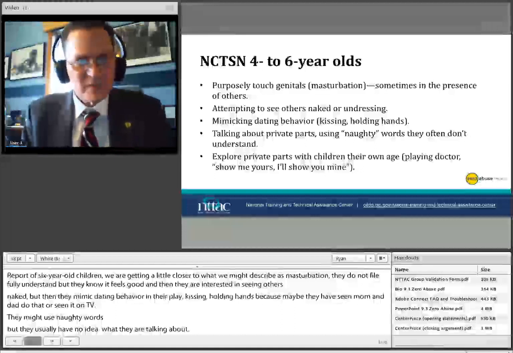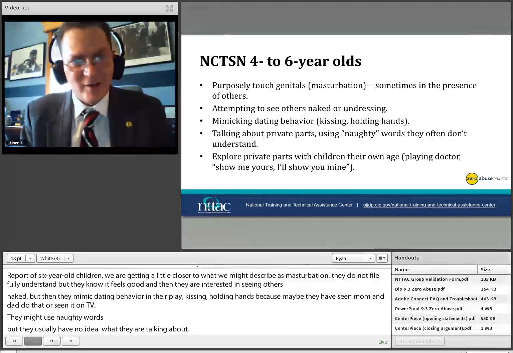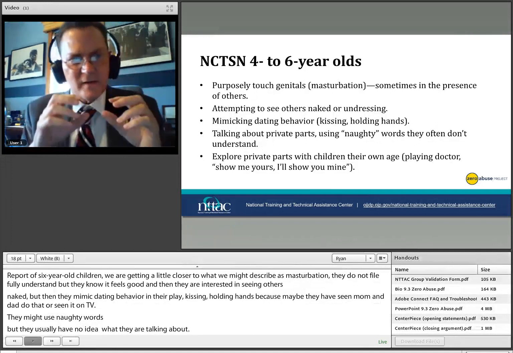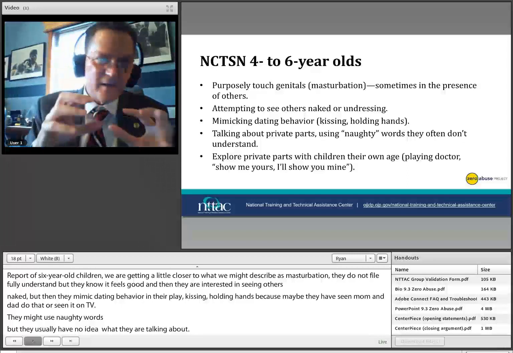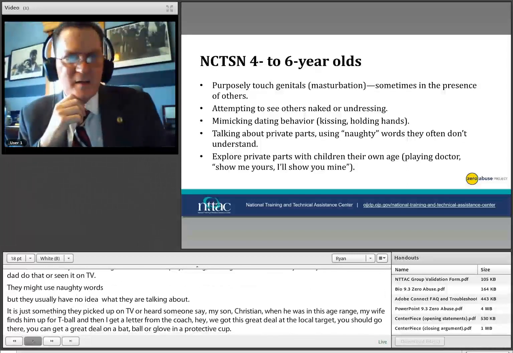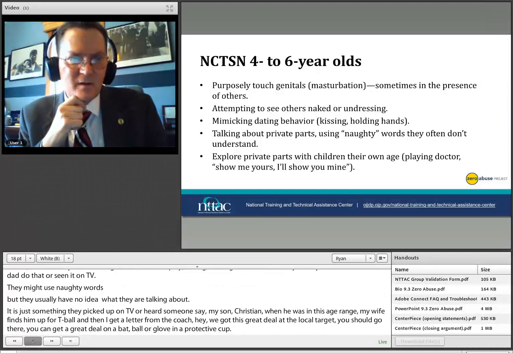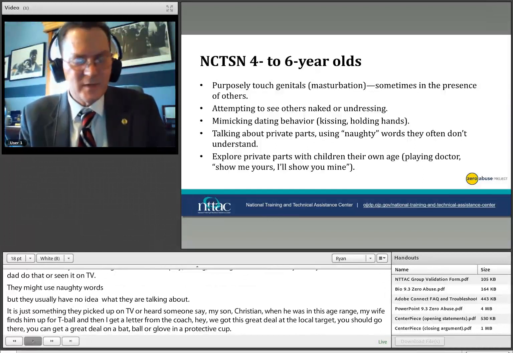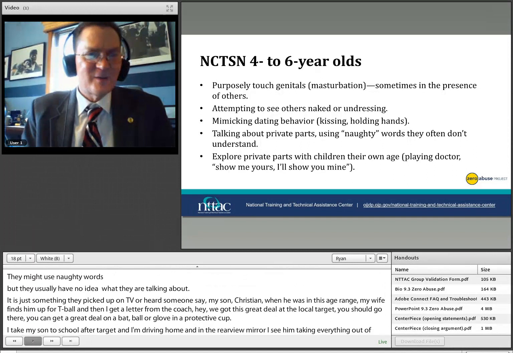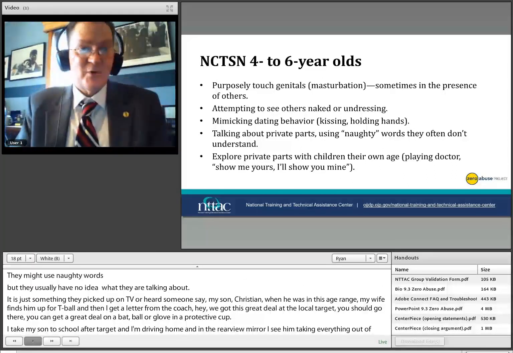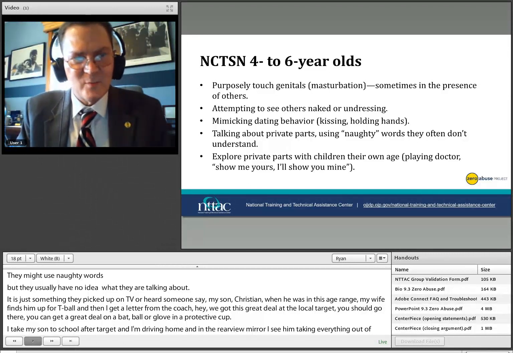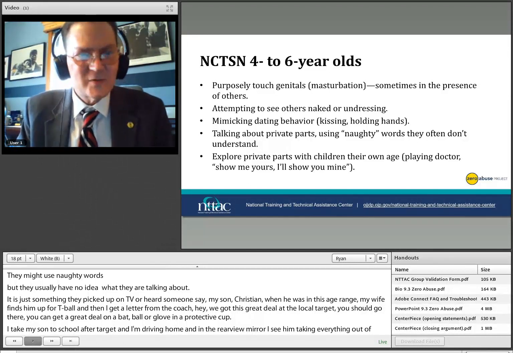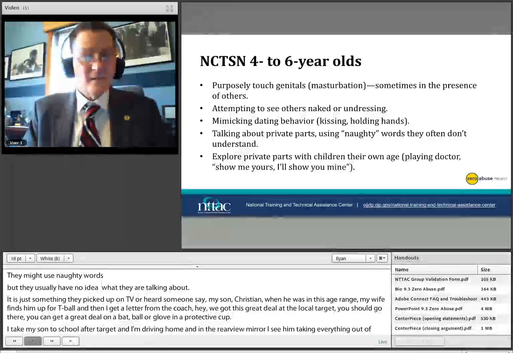My son Christian, when he was in this age range, my wife signs him up for T-ball, and then I get a letter from the coach. Hey, we got this great deal at the local Target. You go there, you use this code, you can get a great deal on a bat, a ball, a glove, and a protective cup. So I take my son after school to Target. We buy all this stuff, and I'm driving home. And in the rearview mirror, I see him take everything out of the shopping bag. And he now takes the cup out, and he's removing it from the box. And I quickly say a prayer. I say, Dear Lord, please let me get home before he asks a question about that cup, because you know my wife can answer that stuff better than I can.